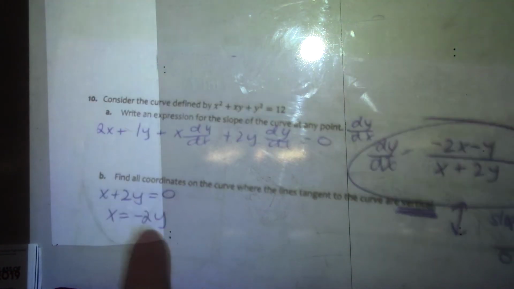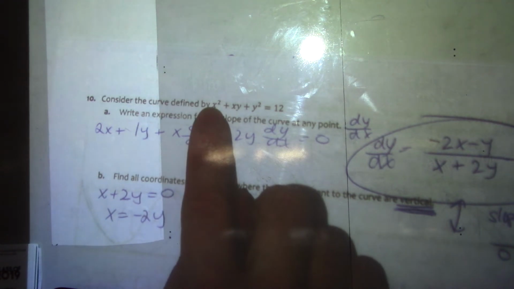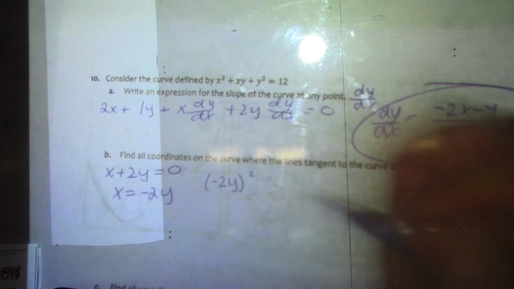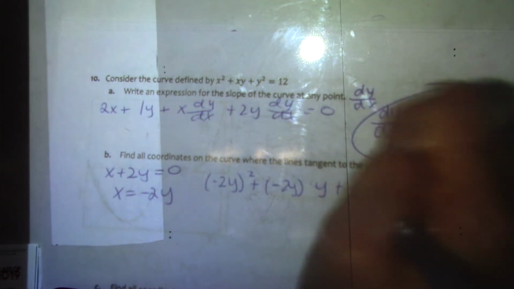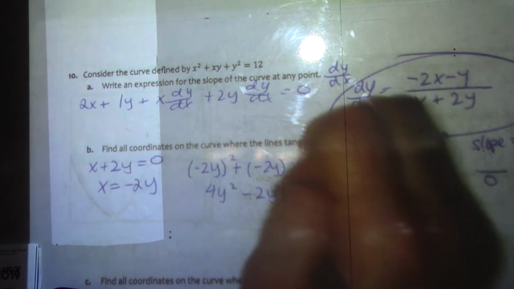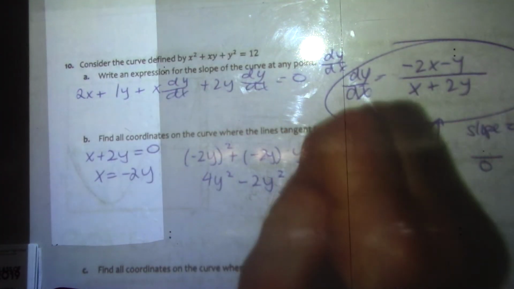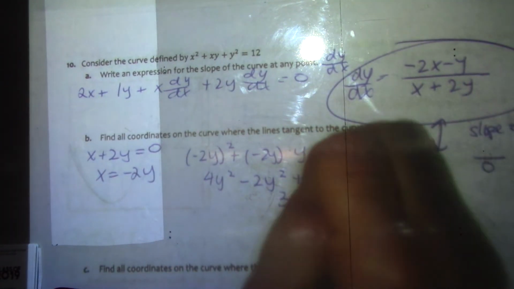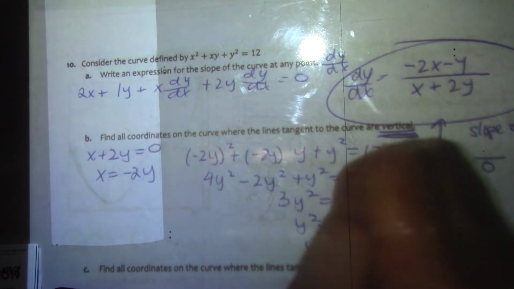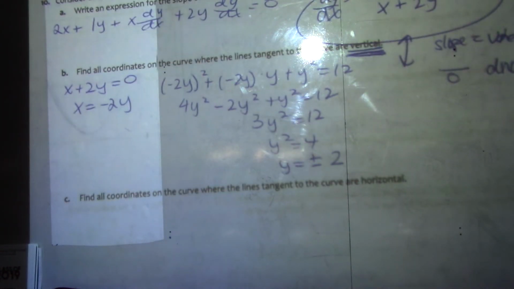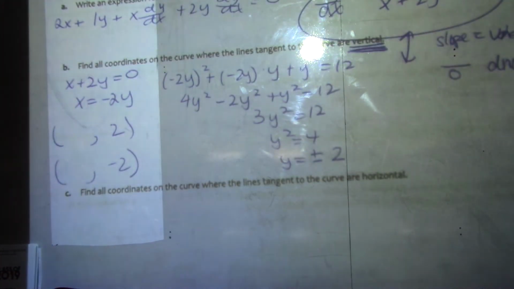So what I'm going to do is plug this x into my original equation to get the actual values. So x squared, which is this, plus x times y plus y squared equals 12. This becomes just 4y squared minus 2y squared plus y squared. 4 minus 2 is 2, plus another one is 3y squared. Divide the 3 over, y squared is 4. That gives me that y is either plus or minus 2. So I've got when y is 2 and when y is negative 2.